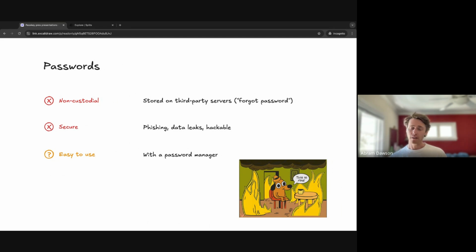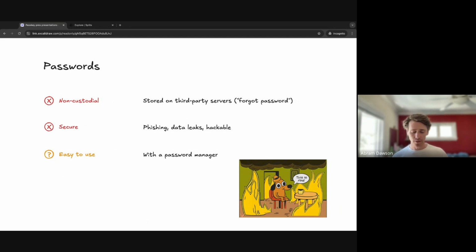Are passwords secure? Maybe potentially, but you look at all the phishing, all the data leaks, how easy they are to hack. I could have potentially given this a middle ground, but I went extreme, and I strongly believe that passwords for the average person are really not secure.